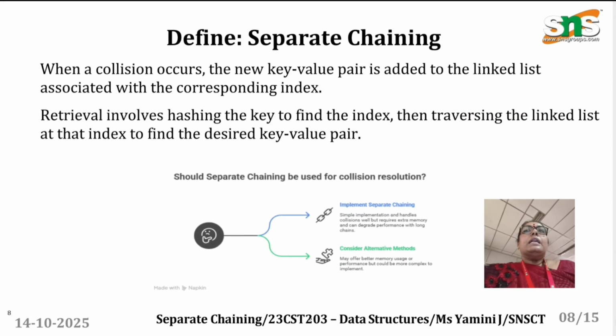Next, in separate chaining, each index in a hash table contains a pointer to a linked list. When a collision occurs, the new key-value pair is simply added to the linked list at that index. During retrieval, we hash the key to find the correct index and then traverse the linked list to locate the key.